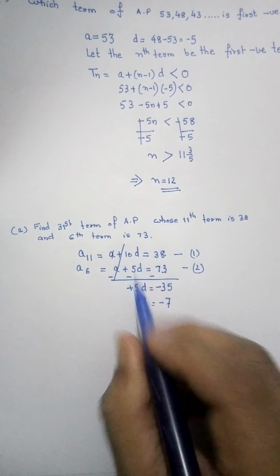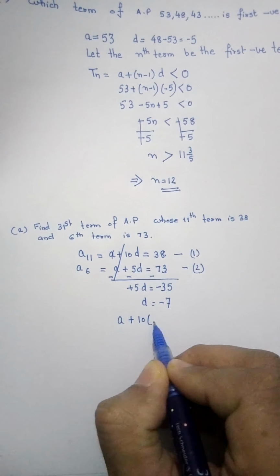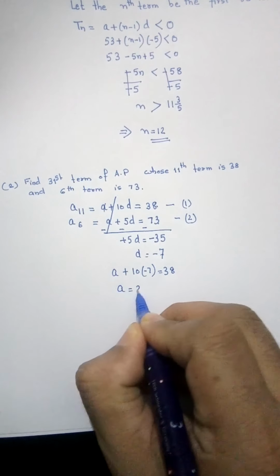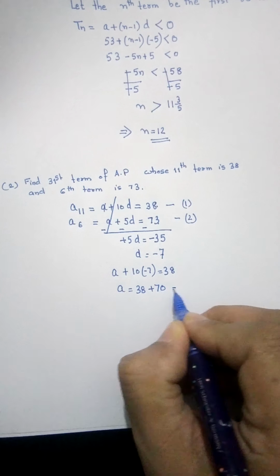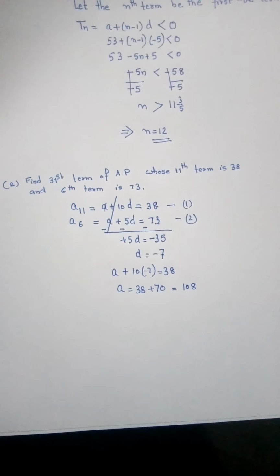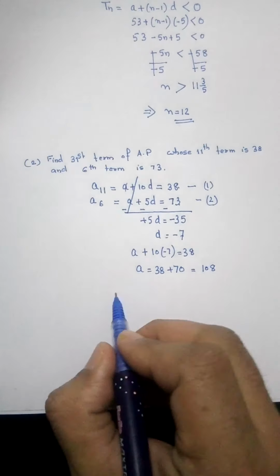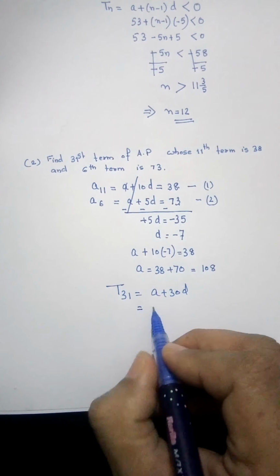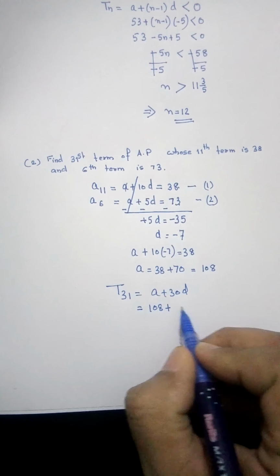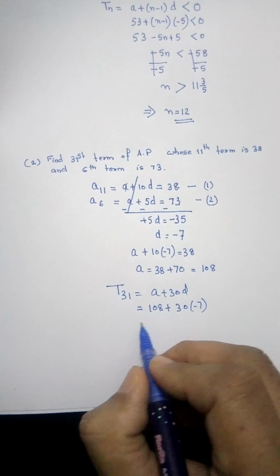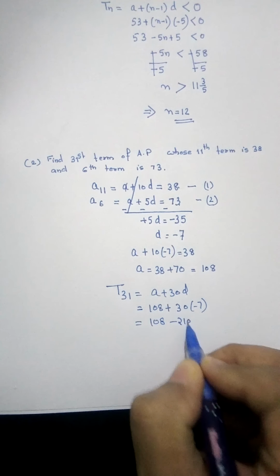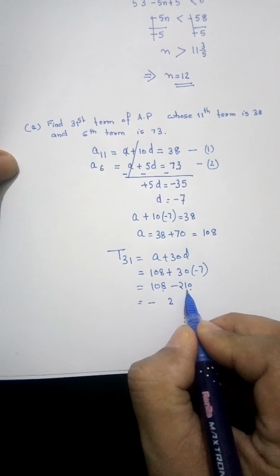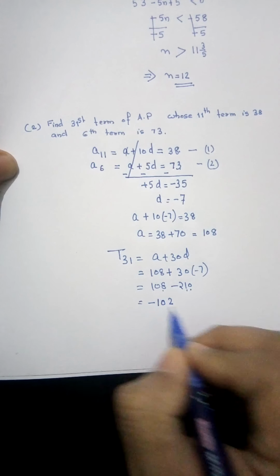You put this D, minus 7, in any one of the equations, you will get the value of A. So A is 38 plus 70, that is 108. So find the 31st term. The 31st term is the question. So A plus 30D. Once A and D are known to you, you just feed the values after solving the equations. So I get 108 minus 210, sign of the bigger and difference of the 2. So this is minus 102.